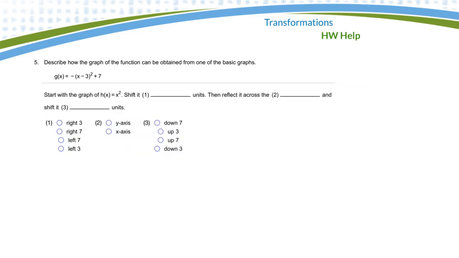Because here's another one. Okay, this minus sign is in the A spot, 3 is in a C spot, and this is in a D spot. So I'm going to start with the quadratic graph. I'm going to shift it 3 units to the right. Oh, that's what it says right there, right 3. Then reflect it across the x-axis. That's what that one does. And then finally, I shift it up 7.